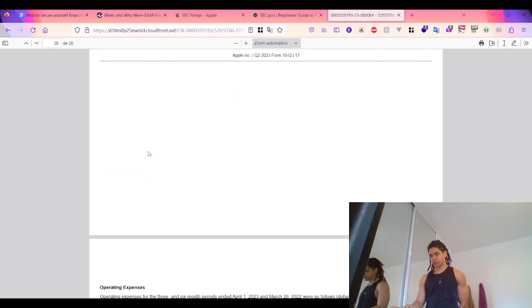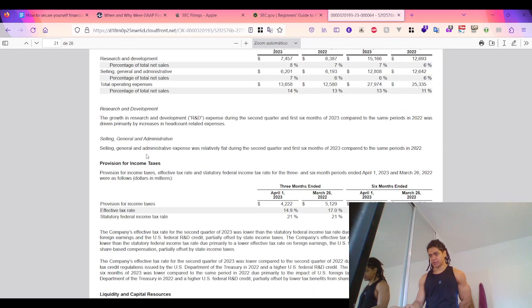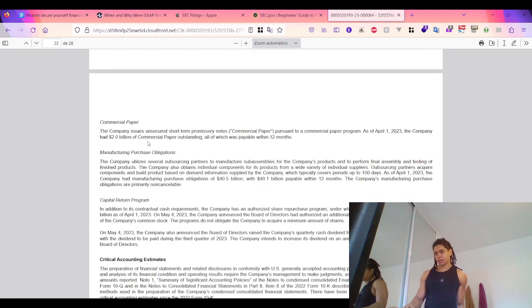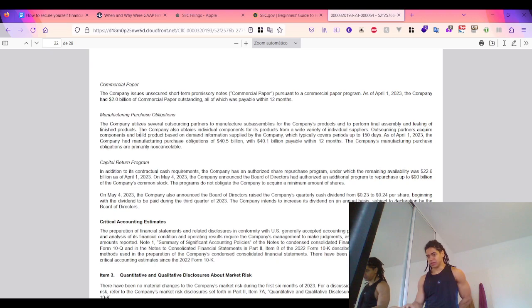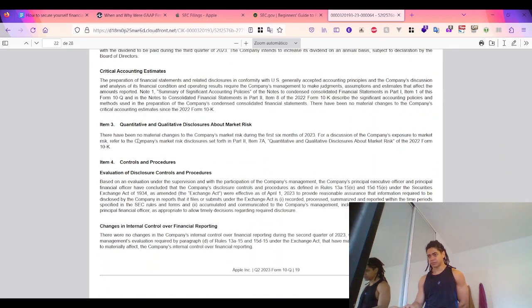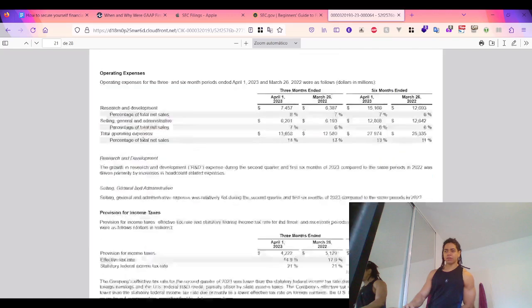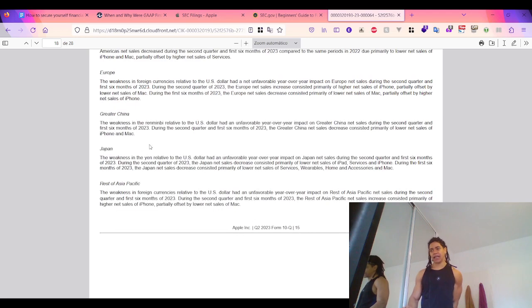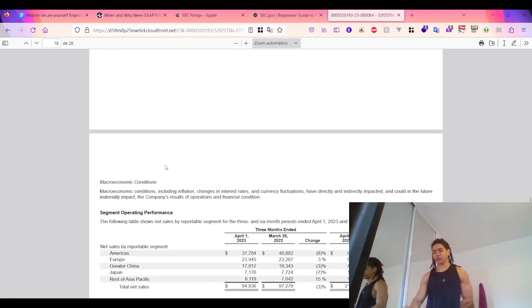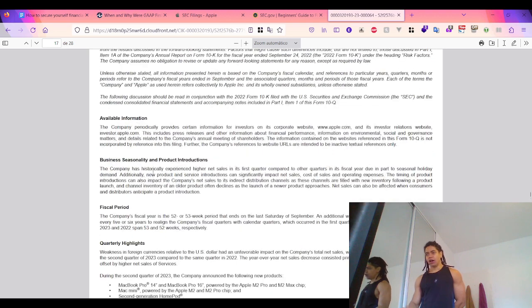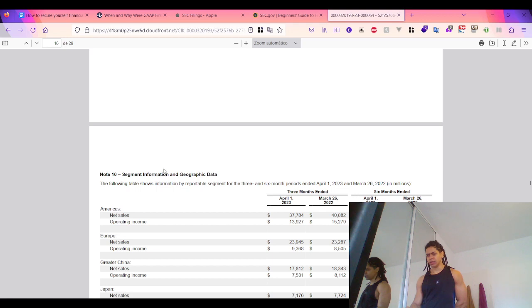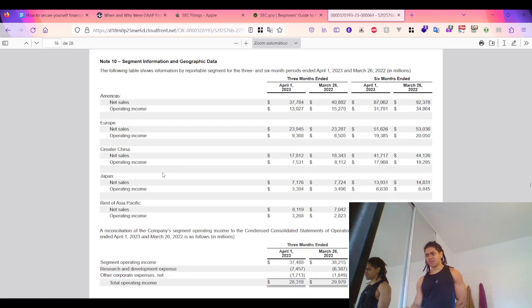Gross margin, product gross margin, services gross margin, operating expenses, research and development, selling, general and administrative, liquidity and capital resources, commercial paper, manufacturing purchase obligations, capital return programs. Okay, so here, this management discussion and analysis of financial condition and results of operations is crucial to investors.